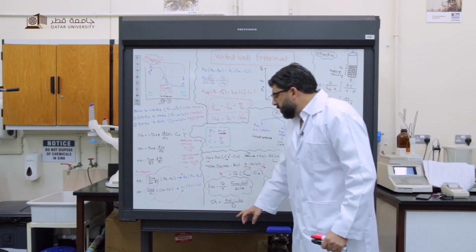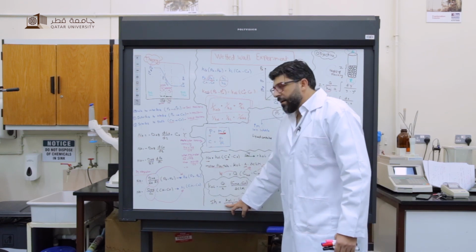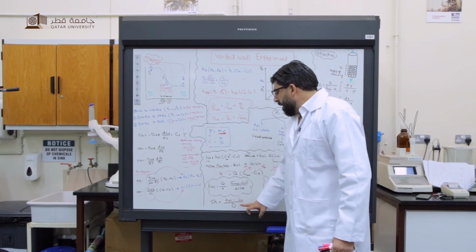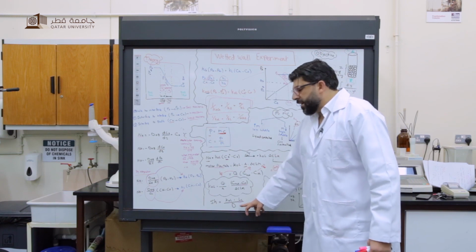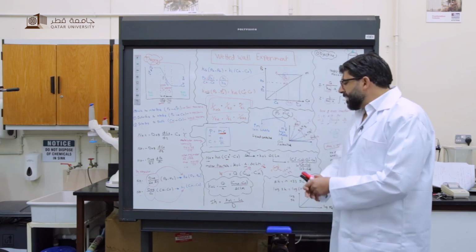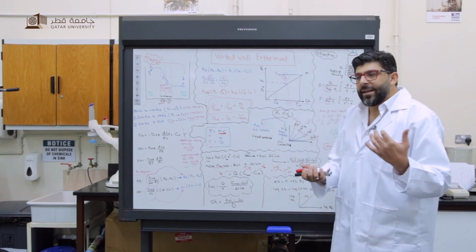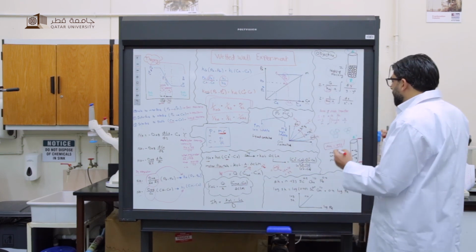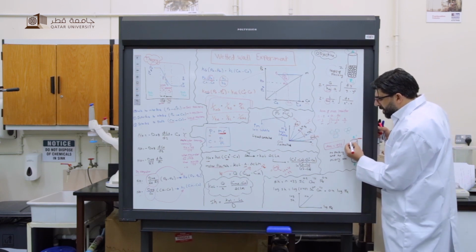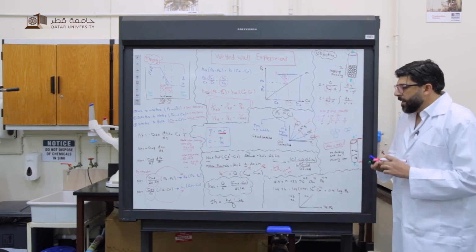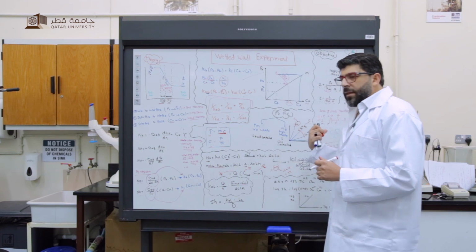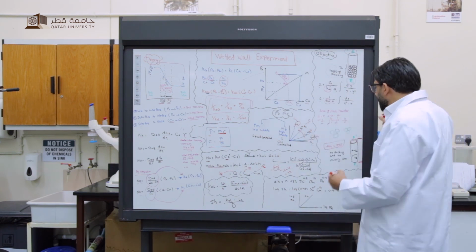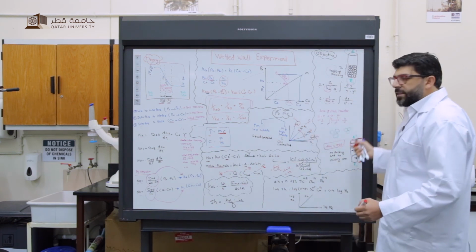So Sherwood number, as you know, equals mass transfer coefficient times characteristic length over diffusivity. The characteristic length is the length related to the mass transfer, and in the case of piping, it should be the diameter if the flow is in a pipe. But here, we don't have pipe flow because the flow is a wetted wall.